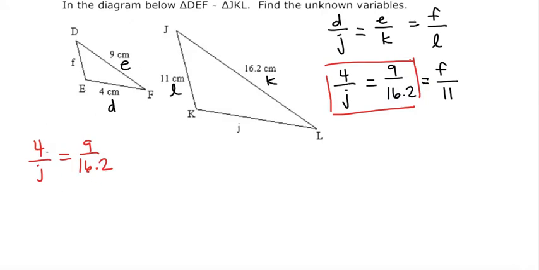And then I'm going to do something which some teachers frown upon, but is actually a really quick and efficient method to solve for proportions, which is I'm going to do a cross multiplication. So I'm going to take my J and times it by my 9, and I'm going to take my 4 and I'm going to times it by my 16.2.